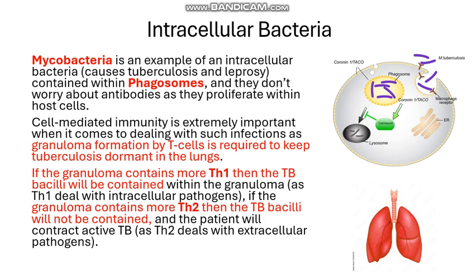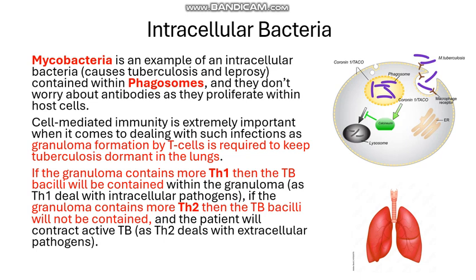Cell-mediated immunity is extremely important when it comes to dealing with these infections because granuloma formation by T cells is required to make these intracellular bacteria dormant. So the main example is granuloma formation within the lungs to put tuberculosis into its dormant state.